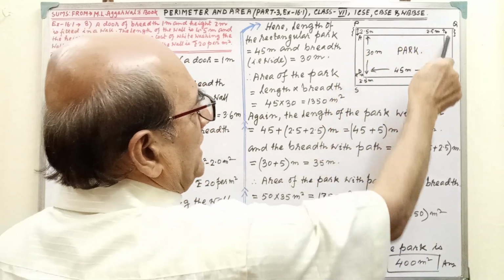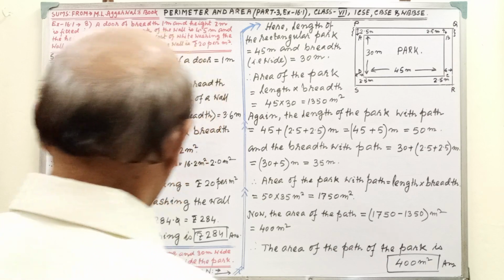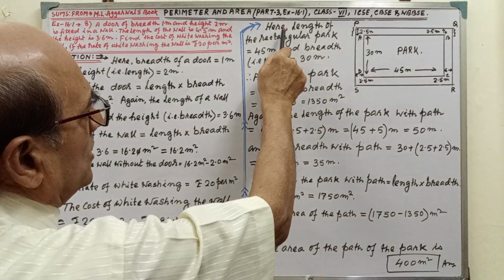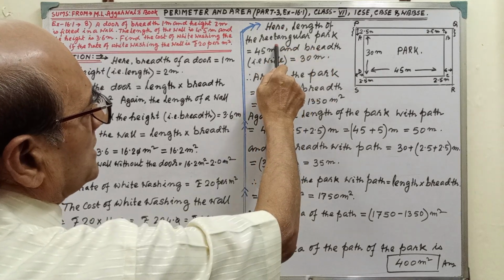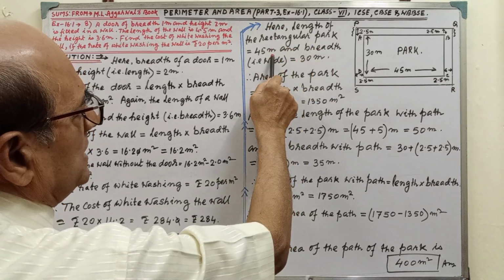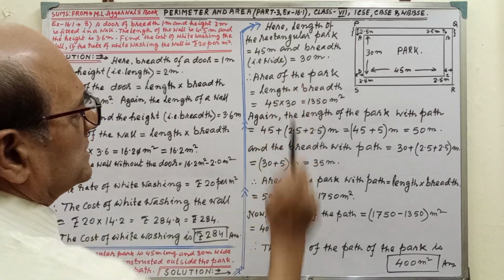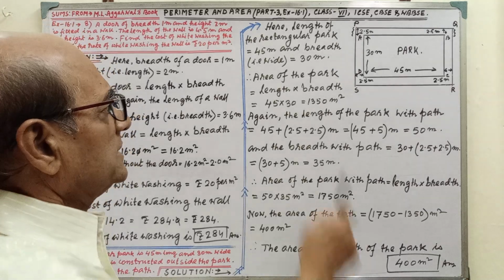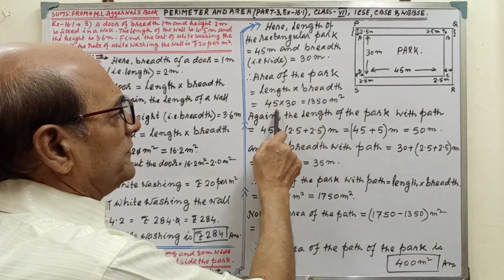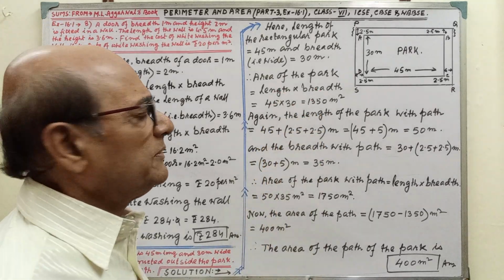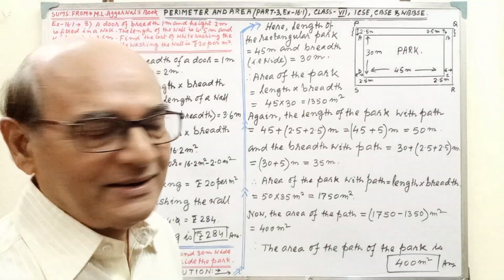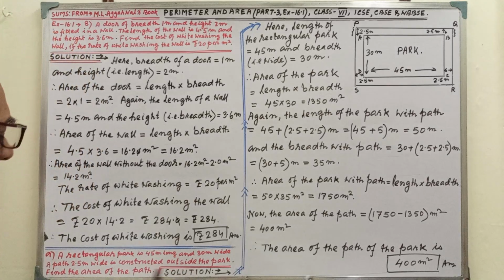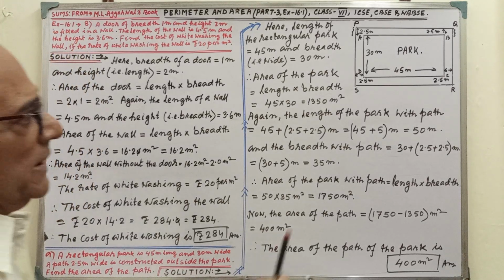So A, B, C, D is the park. Here, a rectangular park 45 meter long and 30 meter wide. What is given here? Length of the rectangular park 45 meter and breadth, that is wide, 30 meter. We have to find out the area of the park, that is length into breadth, 45 into 30, that is 1350 meters square.